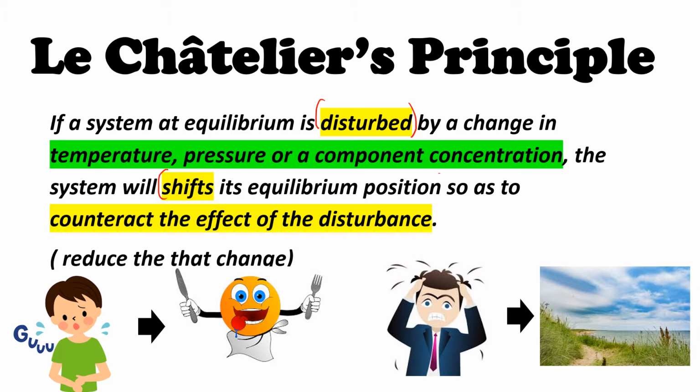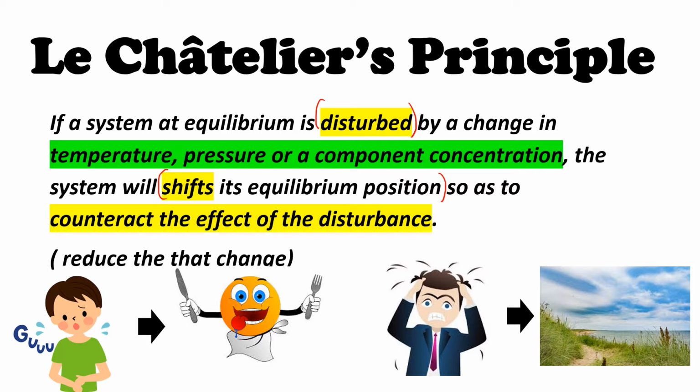Shifting the equilibrium position means reducing the disturbance, so as to counteract the effect of the disturbance. Another way to say it is to reduce the change. So in Le Chatelier's principle, there is a disturbance, and then the equilibrium position tries to reduce the disturbance by shifting to the left or to the right side.